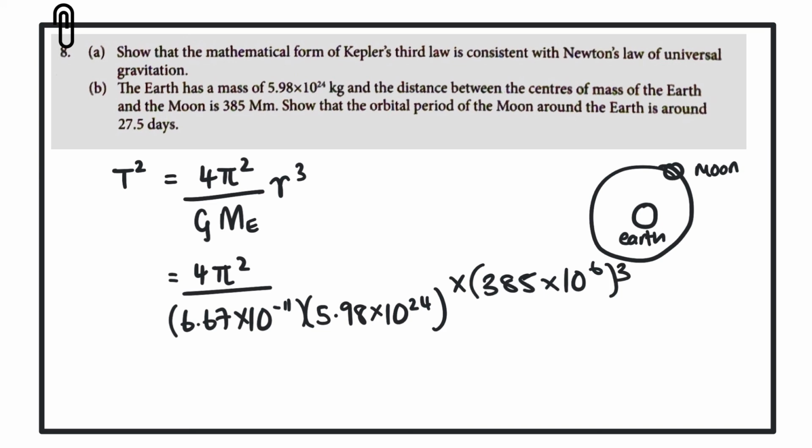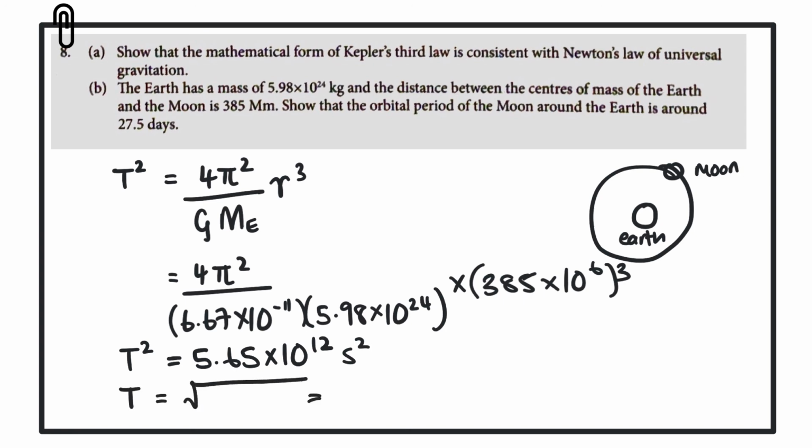So popping that into the calculator, what we find is that that is equal to 5.65 by 10 to the power of 12. But don't forget that's still t squared, so that's seconds squared. So our time period is the square root of that value, and that is equal to 2.37 by 10 to the power of 6 seconds.